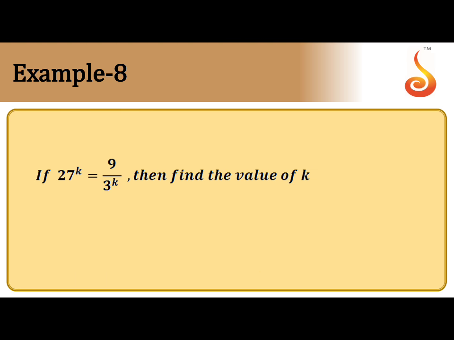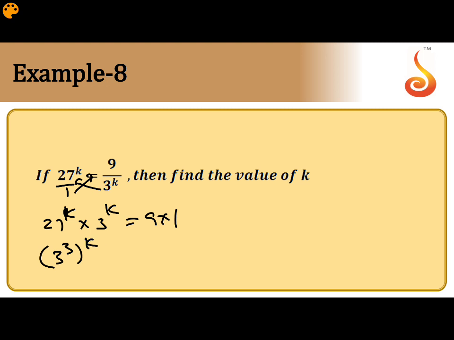The next question. If 27 power k equal to 9 divided by 3 power k, then find the value of k. So first of all, here the denominator is 3 power k. If you want, we can shift it to the left side. So here, cross multiplication: 27 power k into 3 power k equal to 9 into 1. So you can write 27 as 3 power 3 whole power k, into 3 power k, equal to 9.